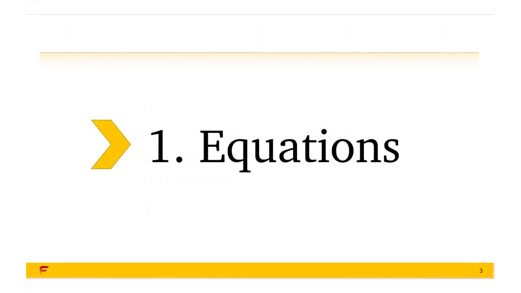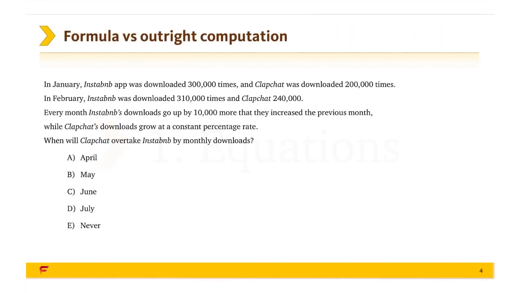Let's start with equations. Number one, formula versus outright computation. Sometimes it's easier to do the computation rather than build a formula trying to solve the question. Just saves you time. I think this is a good example. Look at the question right now, try to build an equation maybe, and then see how I would proceed with the solution without building the equation, just by computing stuff.